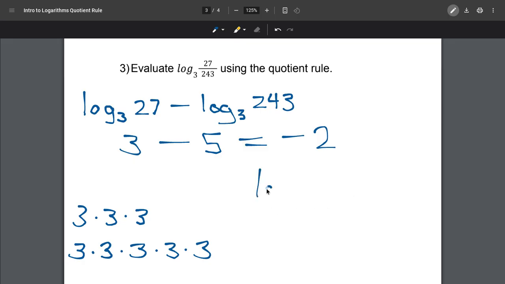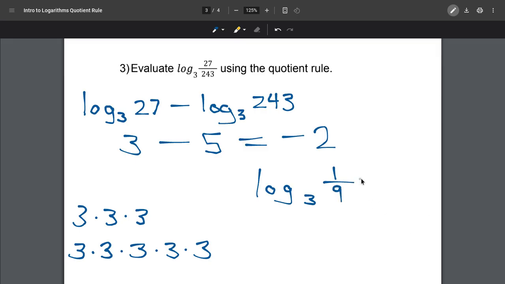If we do log base 3 and we reduce this fraction, 27 is going to go into 243. Well, let's see. 27 is divisible by 3, so that would be 9 over 81, so it would be 1/9. Okay?